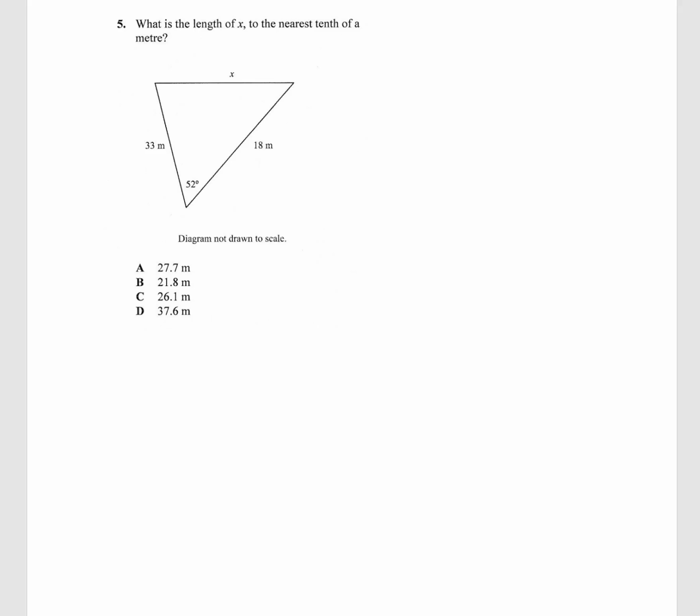Question 5 asks, what is the length of x to the nearest tenth of a meter? And it gives us this diagram here. And so what we have in this diagram is we know one angle and we're interested in finding the third side. So what we want to use to answer this question is the cosine law.